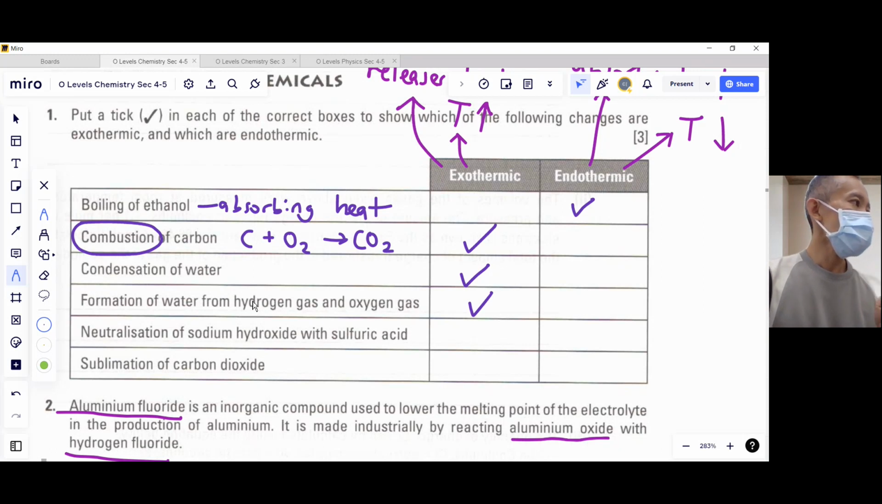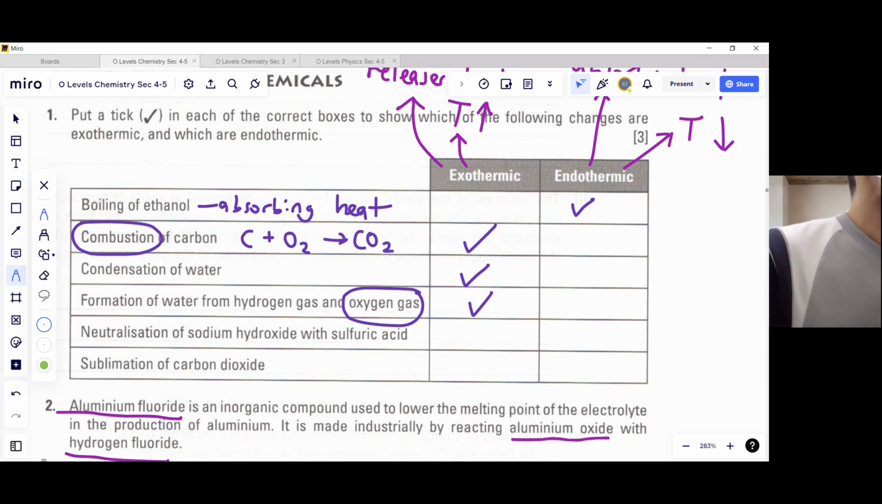Now, this one is a bit, wait, not so clear. But look at this. Oxygen gas is involved, no? What do you think this reaction is? I mean, make a guess. It's possibly a combustion, no? Think about that.